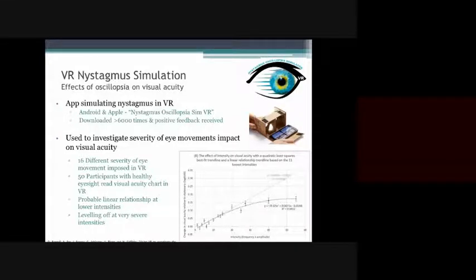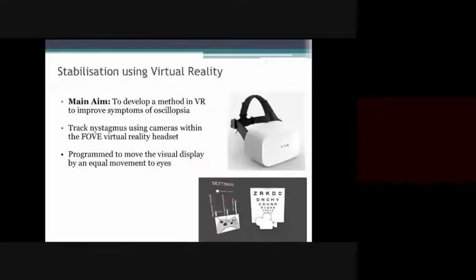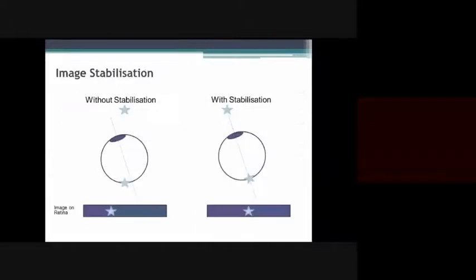And the other thing we've been working on from a technical perspective is to try and stabilize the image on the retina using VR. So we're using the VR headset, which is pictured there, and we match the eye movement. So we track the eyes inside the headset and then match the display to the eye movement. And that's best explained by this animation.